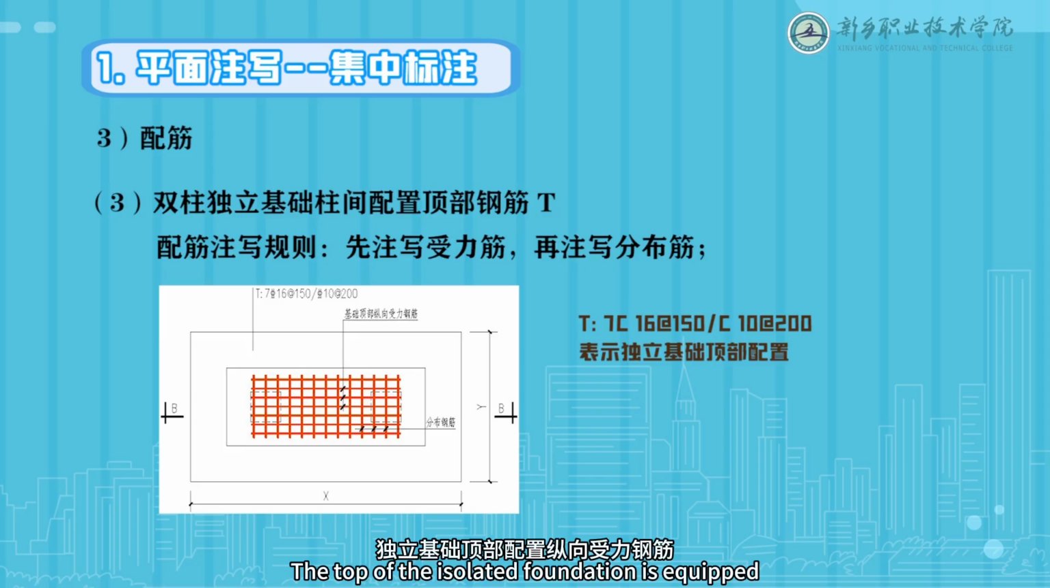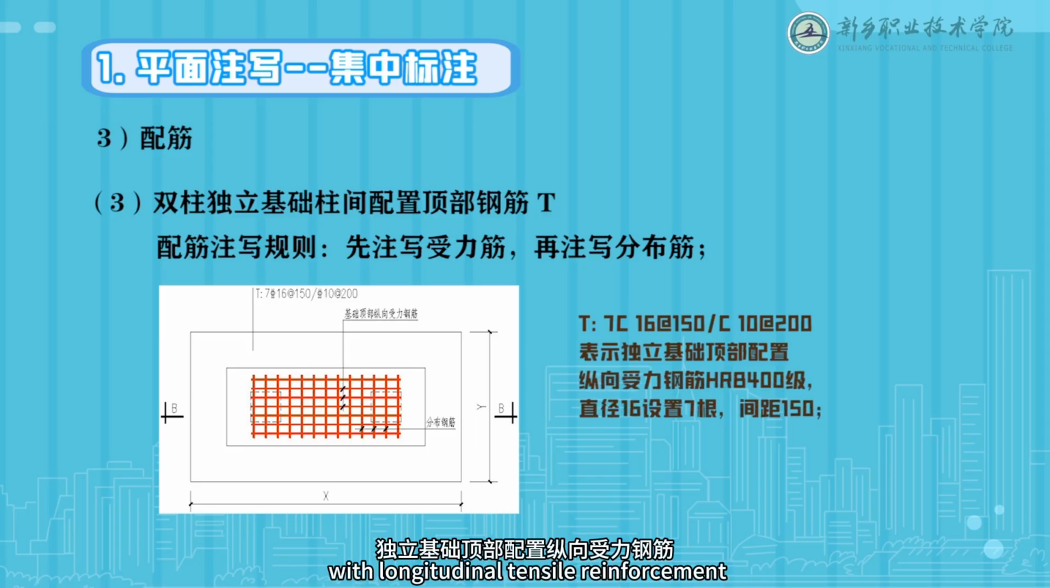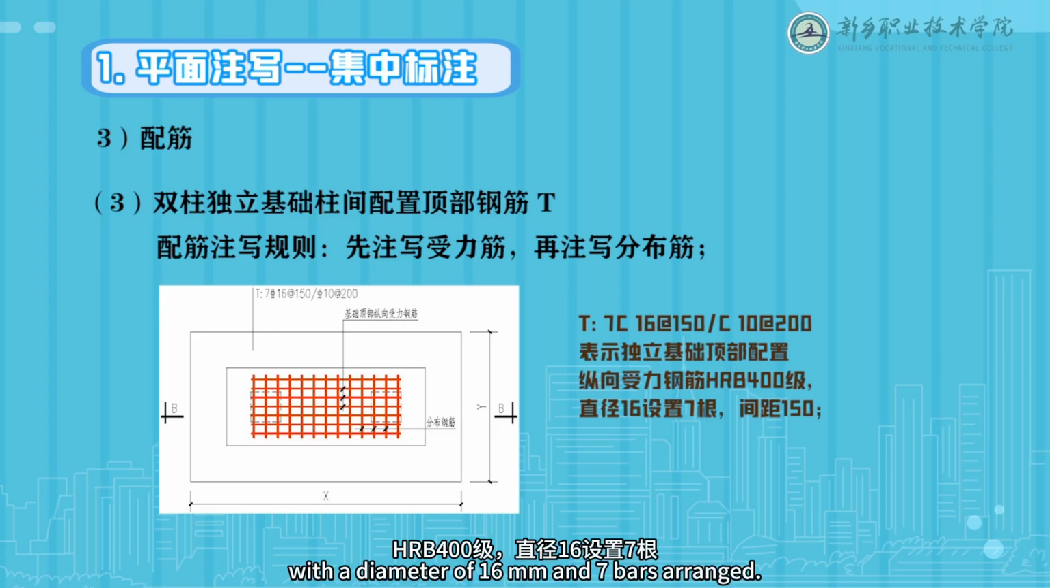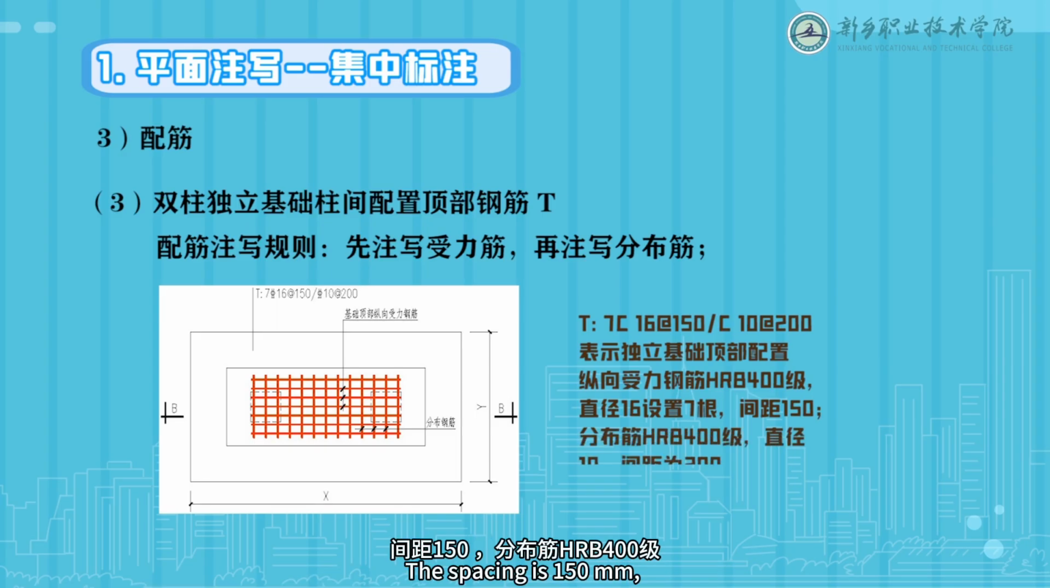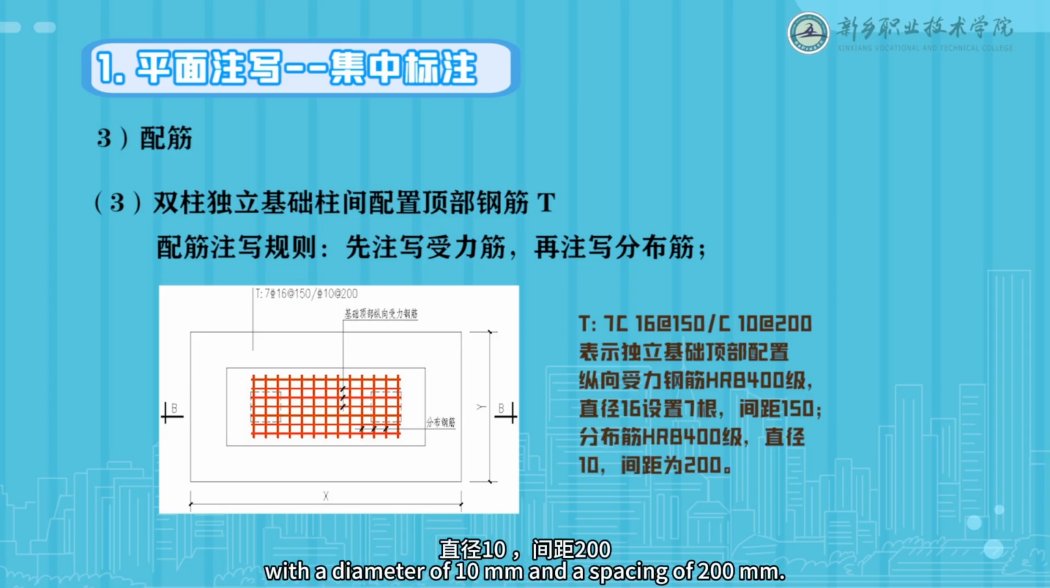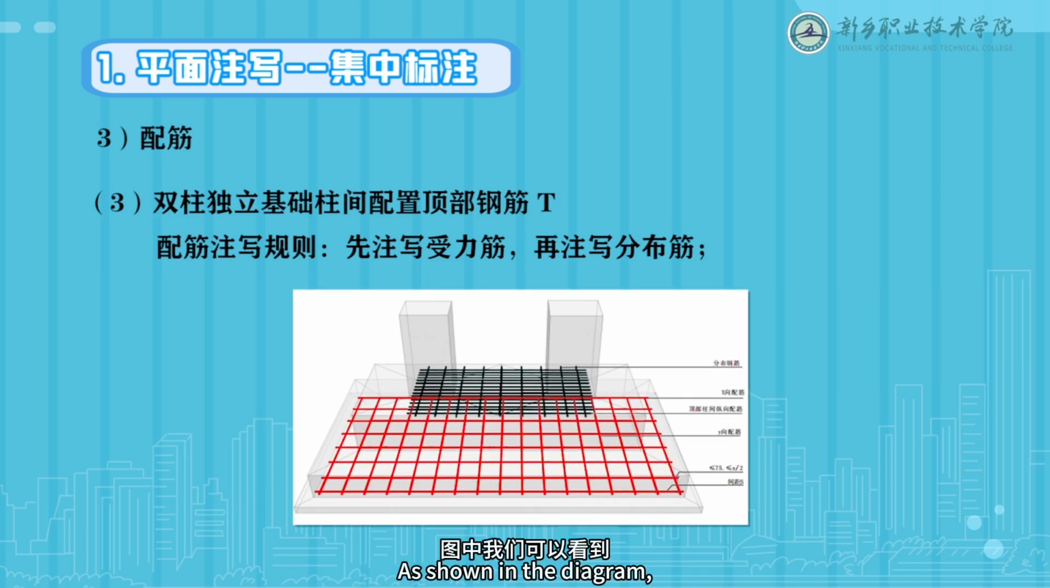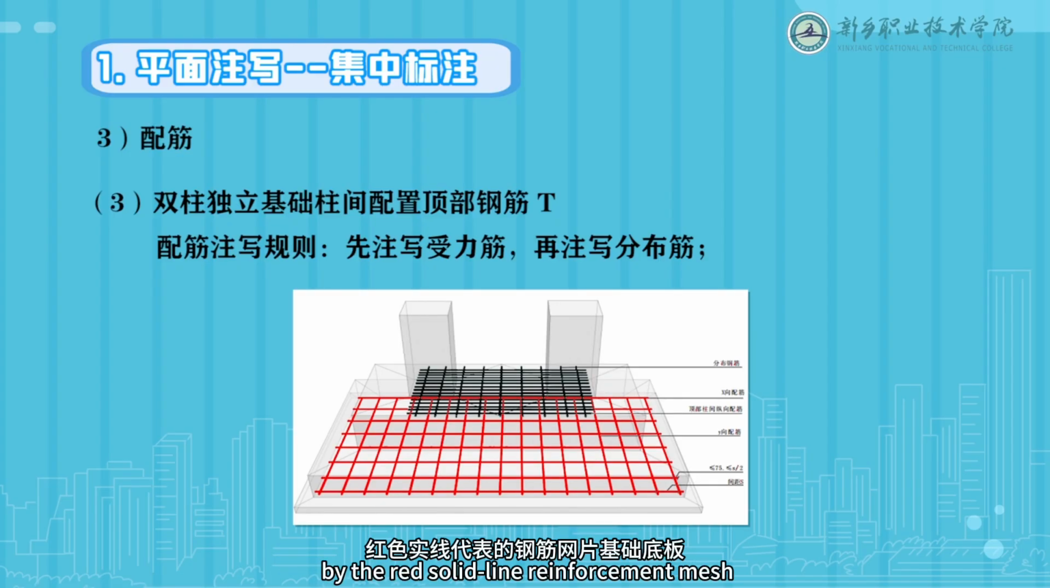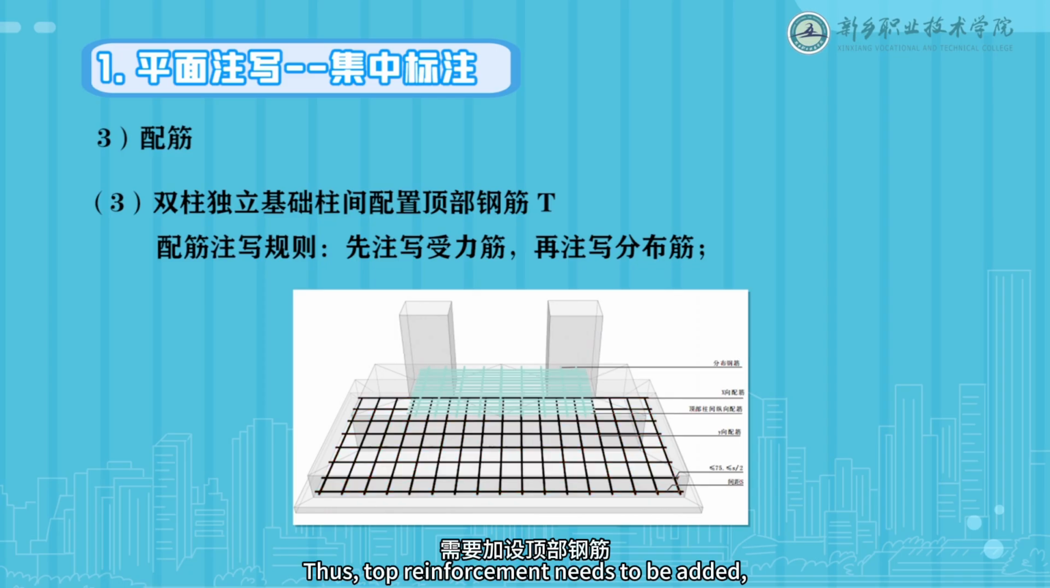The top of the isolated foundation is equipped with longitudinal tensile reinforcement of HRB 400 grade, with a diameter of 16 mm and 7 bars arranged. The spacing is 150 mm, and the distribution reinforcement is HRB 400 grade, with a diameter of 10 mm and a spacing of 200 mm. As shown in the diagram, when the conventional isolated foundation consists of multiple columns, the bottom reinforcement of the foundation slab represented by the red solid line reinforcement mesh can no longer meet the requirements. Thus, top reinforcement needs to be added, represented by the green solid line mesh.